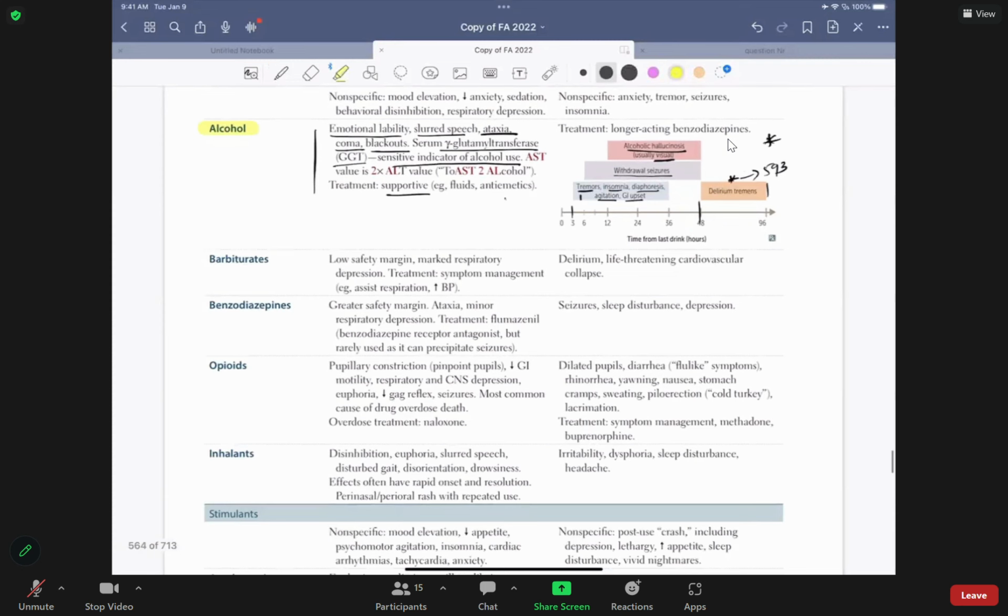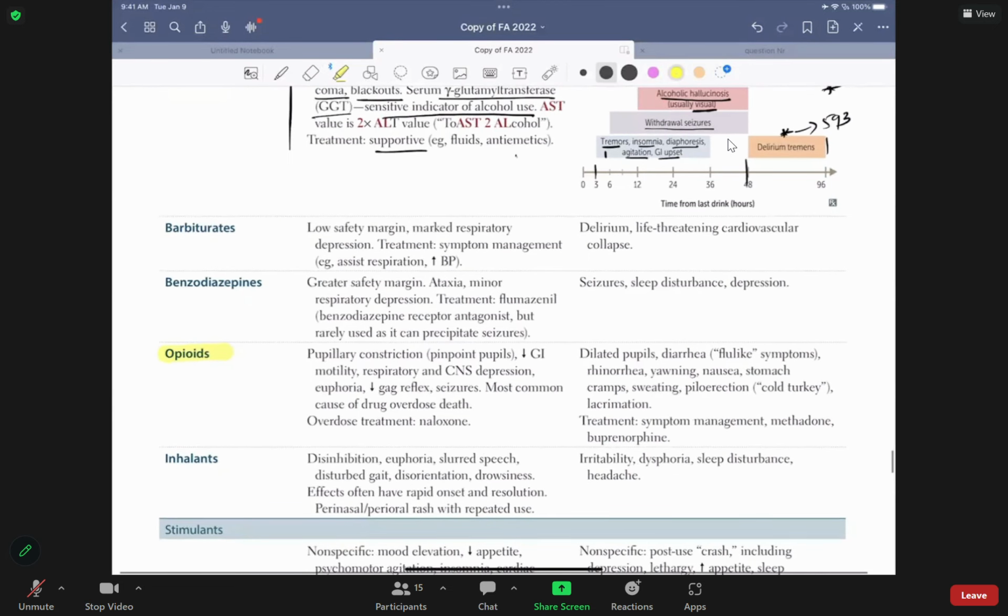The next high yield for step one is opioids. Pain medication. Opioids are pain medication, okay? Now, and heroin, by the way. It gives you pupillary constriction, decreased GI motility, which makes sense. When you take too much pain medication, it gives you constipation, isn't it, folks? We talked about this, right? Okay. Respiratory and CNS depression.